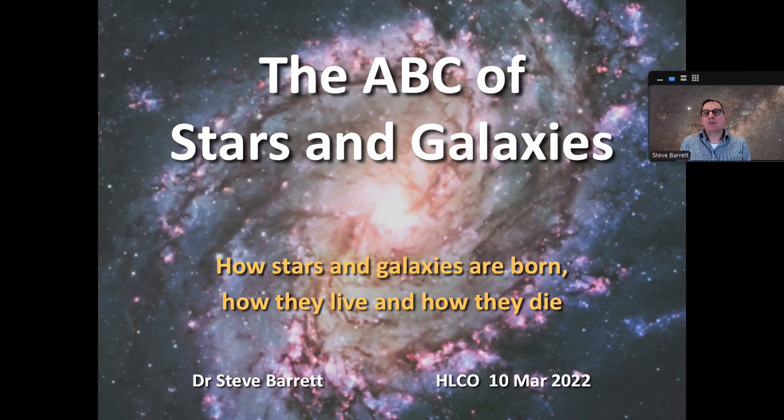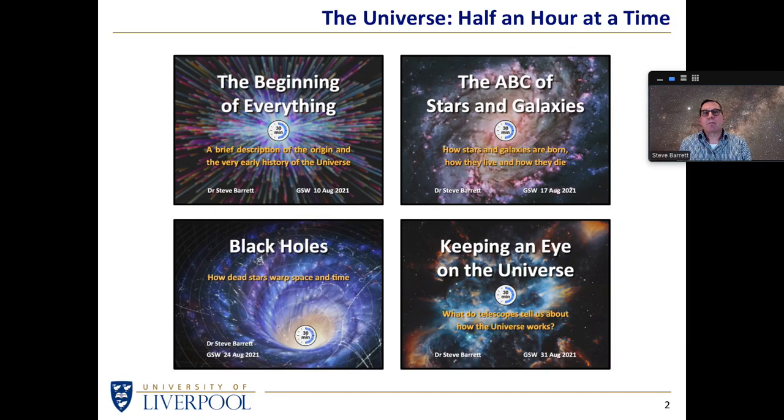Two short talks this evening, the first of which is the ABC of stars and galaxies. How stars and galaxies are born, how they live, and how they die. These two short talks were originally part of a series of 4 called The Universe Half an Hour at a Time. This evening I'm talking about the ABC of stars, and then after a short break I'll talk about keeping an eye on the universe.